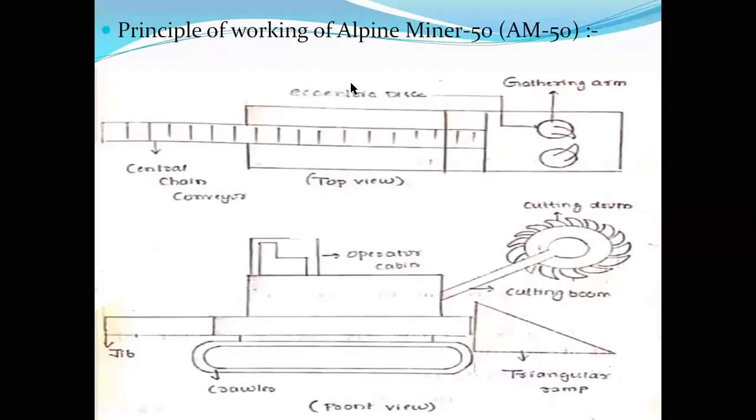The Alpine Miner AM50 is a machine used as a coal cutting machine for the drivage of roadways used for longwall mining. In longwall mining, for the drivage of roadways like the main gate and tail gate, we'll be using the AM50, Alpine Miner 50.